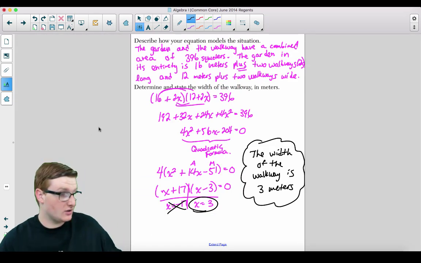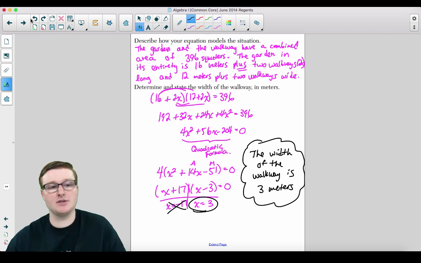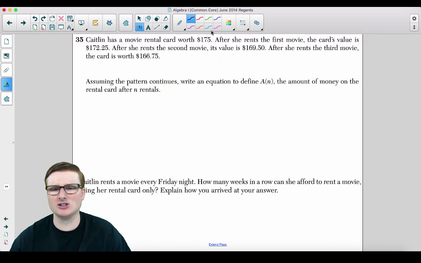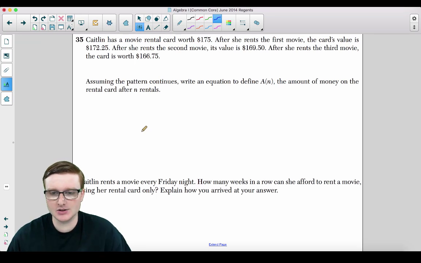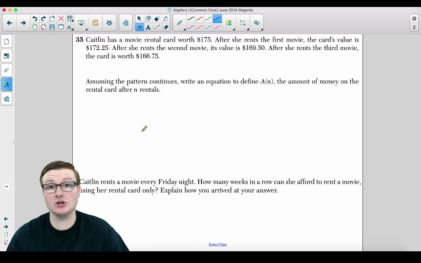All right, moving on to question 35. Almost done with the part 3s. The part 3s take a little long, not going to lie. All right, Caitlin has a movie rental card worth $175. After she rents the first movie, the card's value is $172.25. After she rents a second movie, the value is $169.50. After she rents a third movie, the card is worth $166.75. Why in the world are they telling you this?